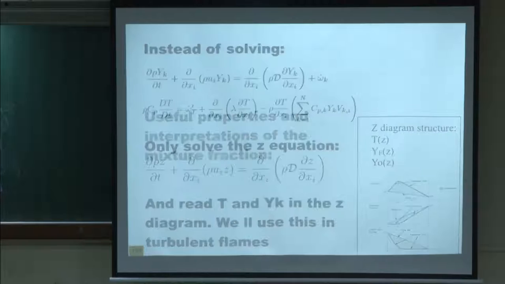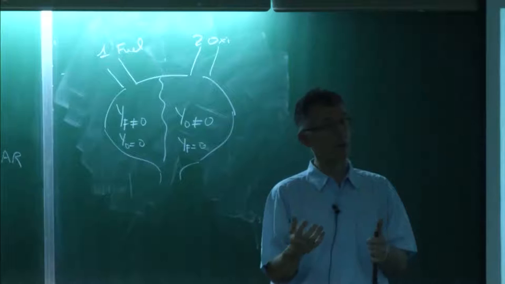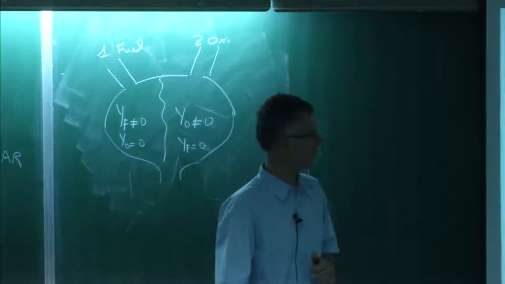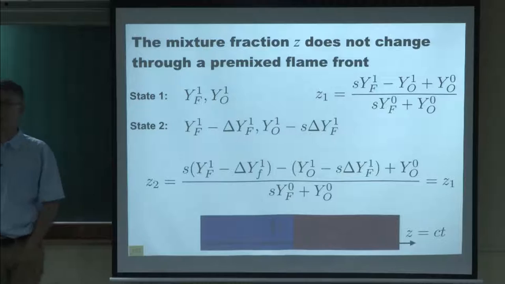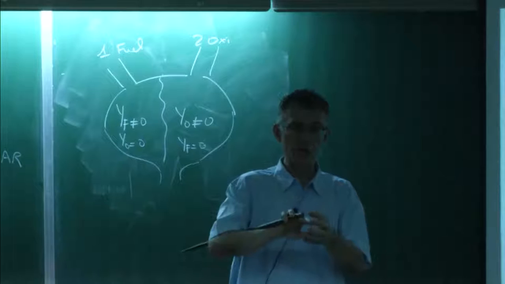So let me show you a few useful properties of the mixture fraction. We are now in a world of diffusion flames, but the mixture fraction can also be defined for a premix flame. In a premix flame, a useful property is that the mixture fraction Z does not change through a premix flame front. It's actually obvious if you remember that the mixture fraction just tells you how much mass you have used to prepare your mixture. These proportions will not change if you burn it. Whether it's cold or burnt, it's the same.